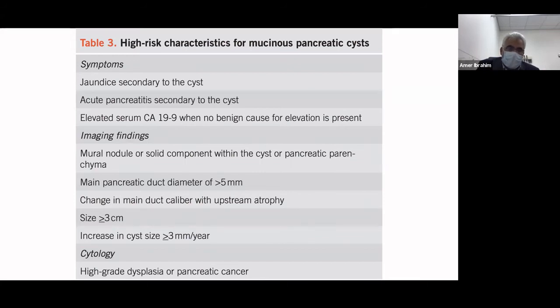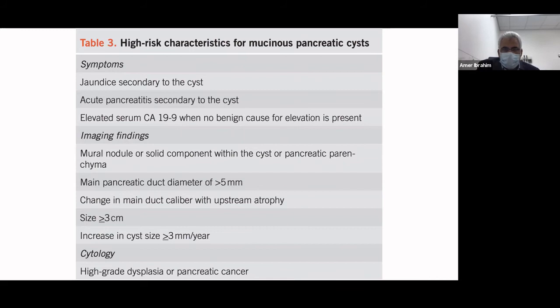And then if there are other findings in radiology, we said that before, there is a nodule, or there is dilatation of the main pancreatic duct, or there is an increase in the size of the cyst. So if we did imaging last year and this year there is a 3 millimeter increase in the size of the cyst, or the cyst itself is more than 3 centimeters, or there is a septum in the cyst.